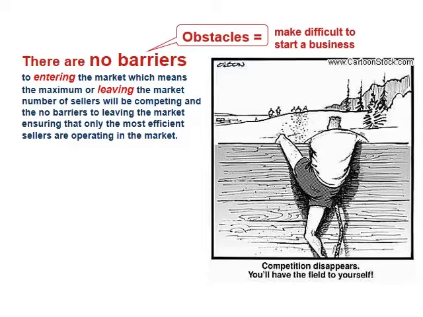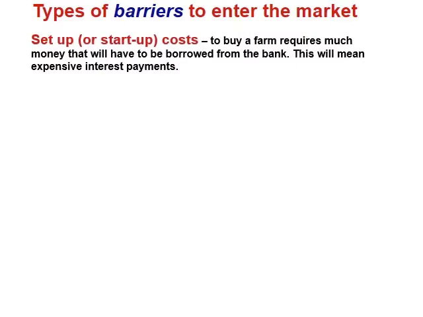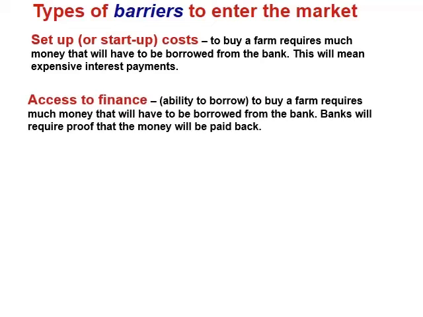So no obstacles to start a business or to leave a business. Now, some examples of barriers, I've already mentioned one, just family ties. But the most common, of course, setting up a business is having enough money to be able to buy the equipment and set up the business. So we say set-up or start-up costs are a very common barrier for new sellers to enter a market. Access to finance directly related to that.